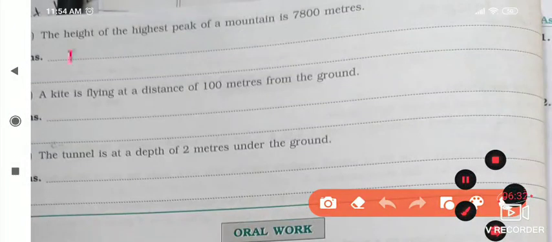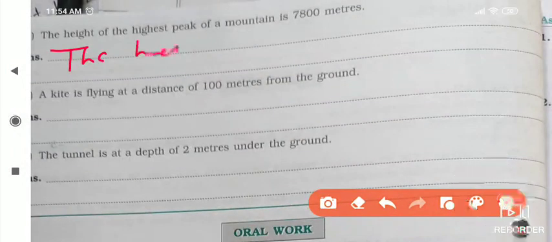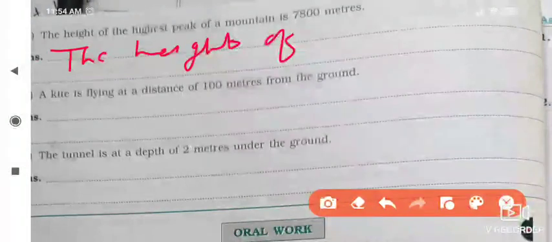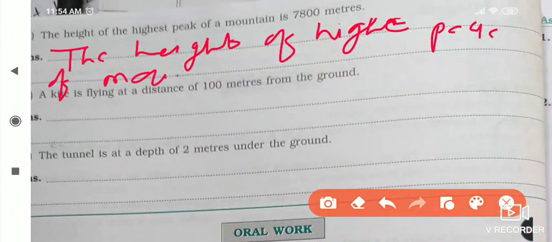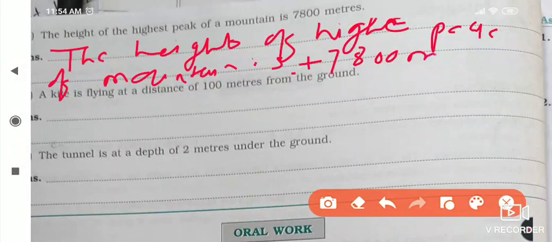The height of the highest peak of the mountain is plus 7800 meter. Okay, in that way you have to complete this question.